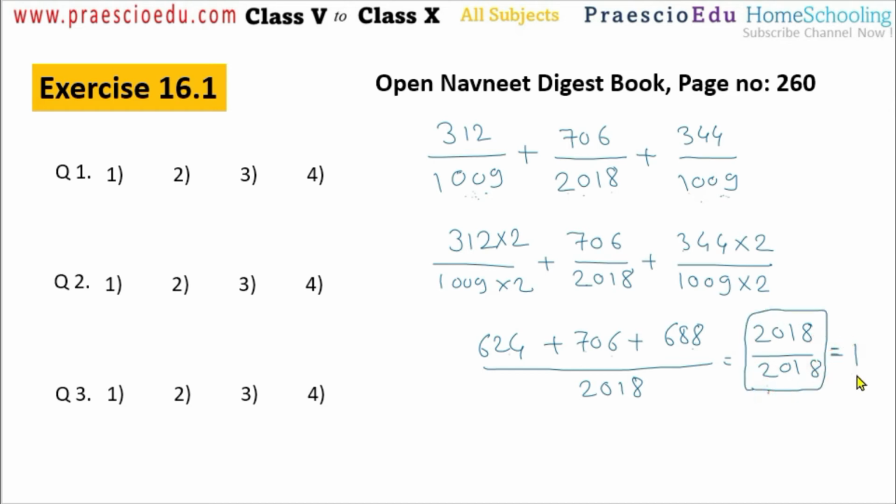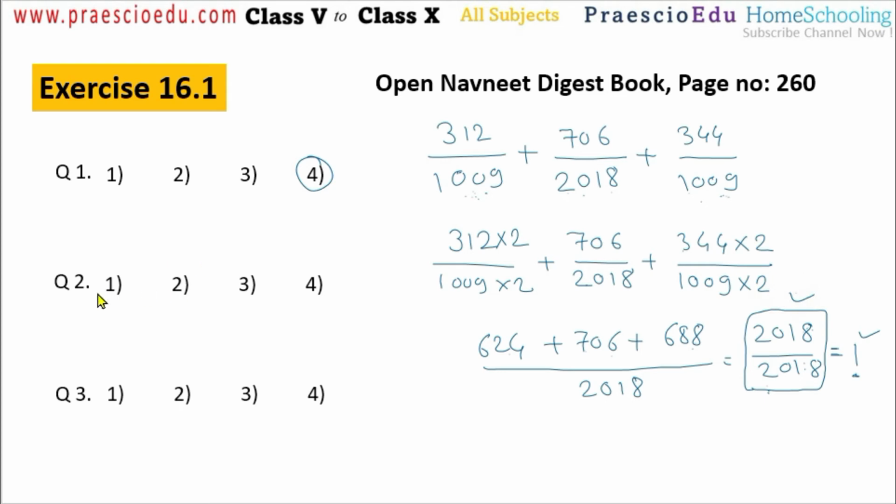Sometimes in an exam, if there is a 1 available in the options, choose that option, because 1 is also the answer, since both the numerator and the denominator are the same number. So now option number 4 is correct because this step is given in option number 4.